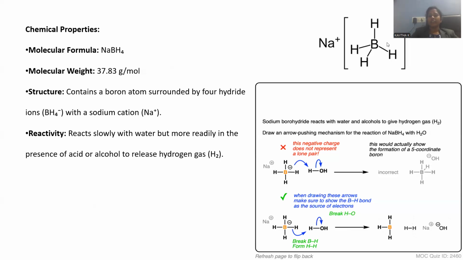And this entire complex is accompanied with the negative charge, and here Na positive will be there. This is the way sodium borohydride will be indicated. Molecular weight of the compound is given as 37.83 gram per mole. 1 mole of sodium borohydride weighs 37.83 grams. Structure contains a boron atom which is surrounded with the 4 hydride ions.